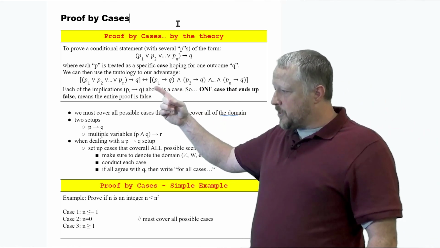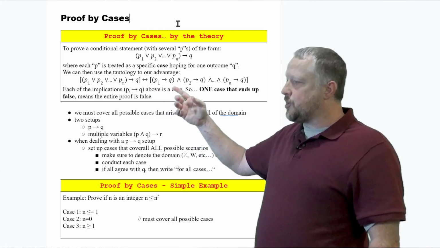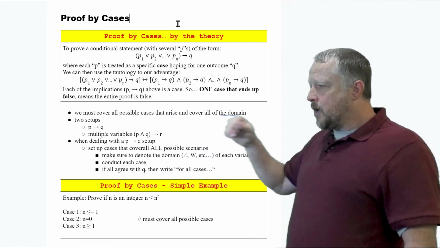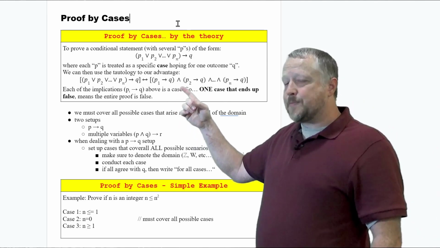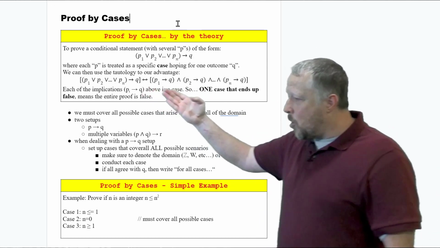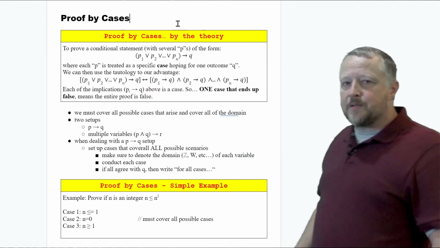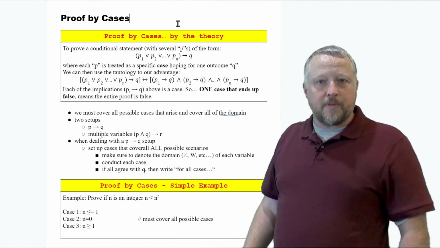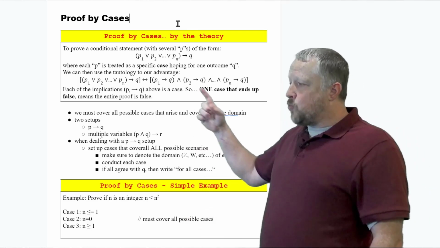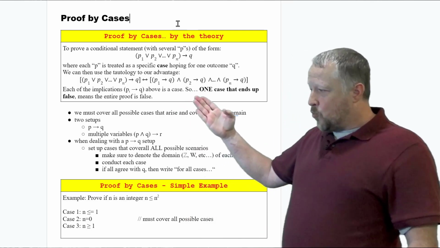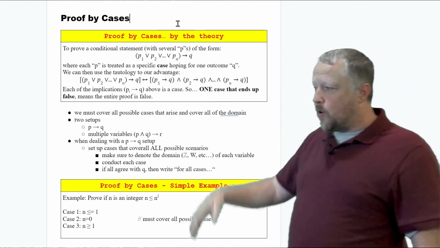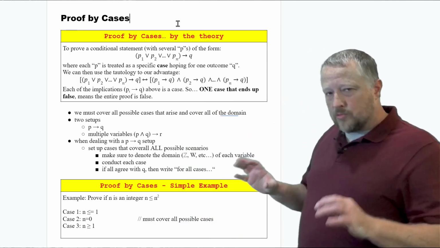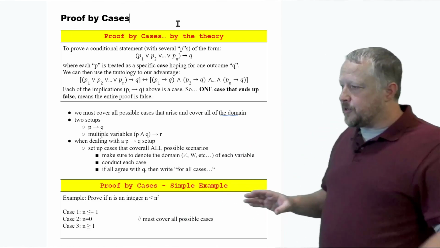We have one particular case and see if it implies Q. Another particular case implies Q. But the important part is it has to be an and. So all of these have to be true in order for, frankly, the proof to be true as well. We only need one of these to screw this up. One case that ends up false means the entire proof is false. So that's what we have to watch out for when we do this.